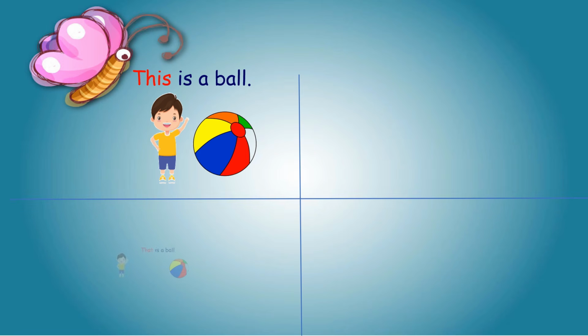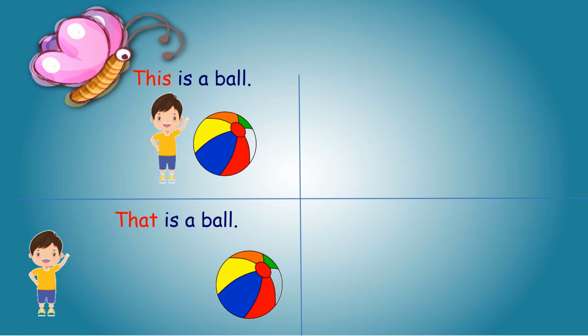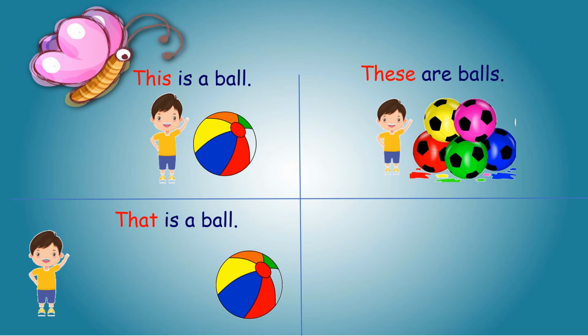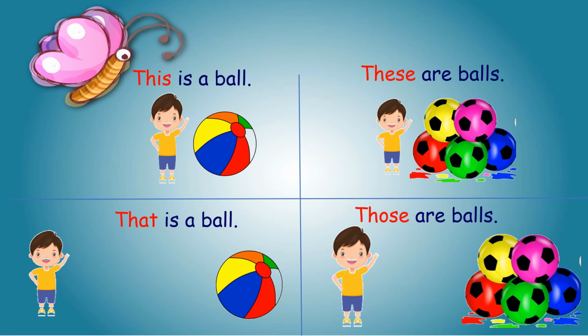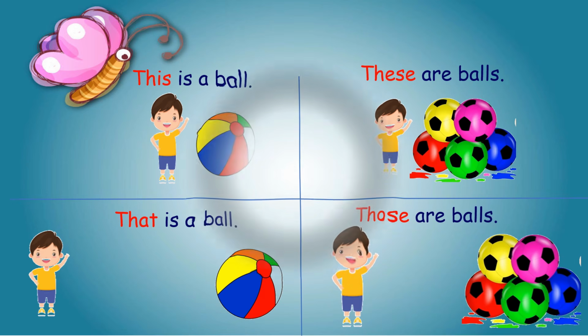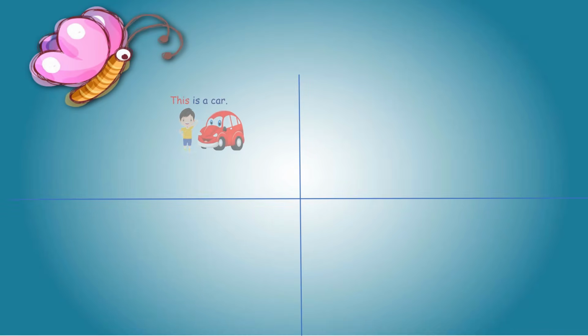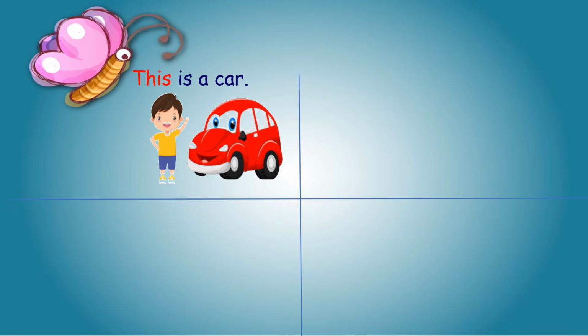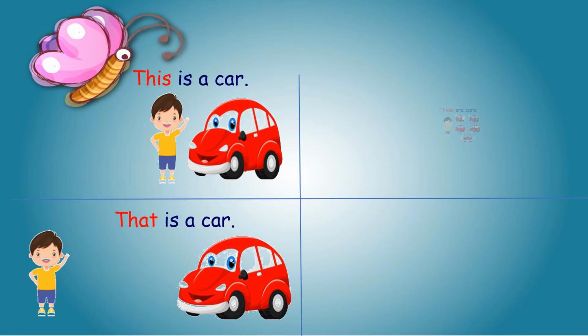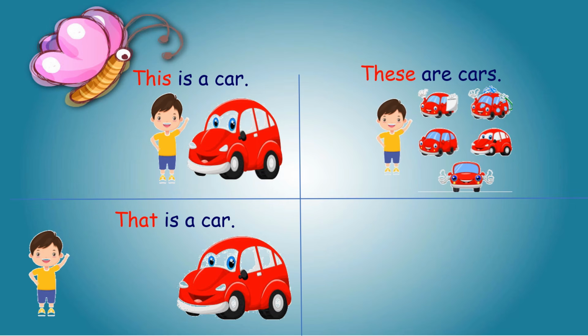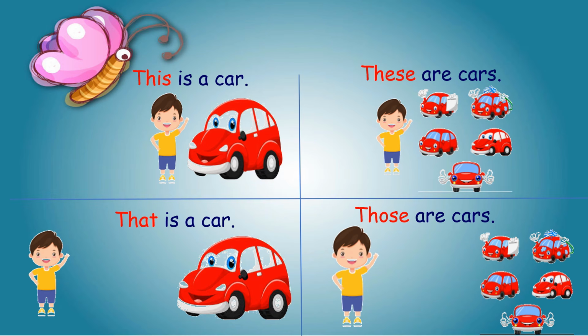This is a ball. That is a ball. These are balls. Those are balls. This is a car. That is a car. These are cars. Those are cars.